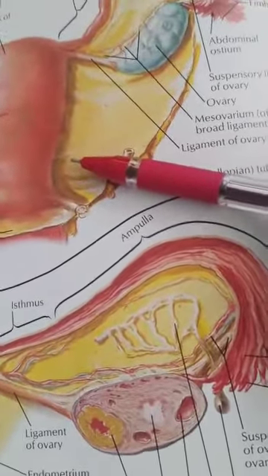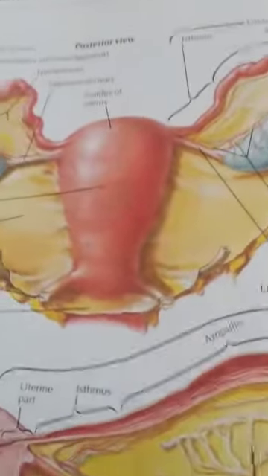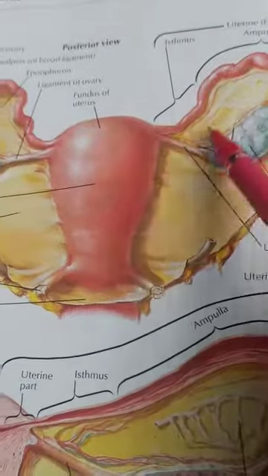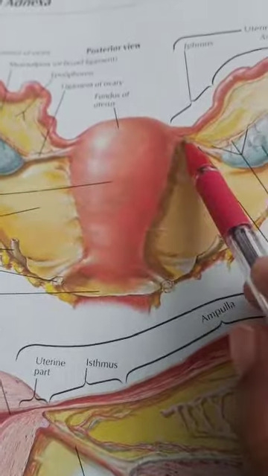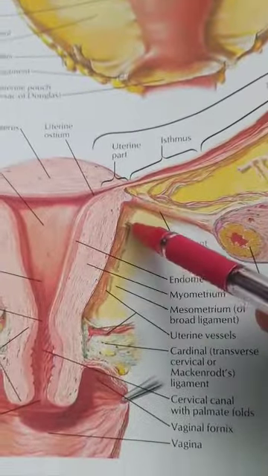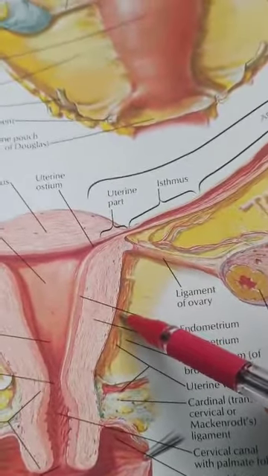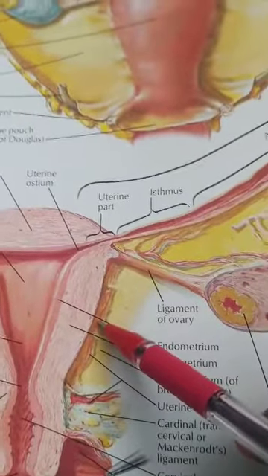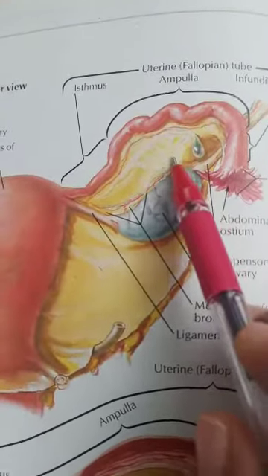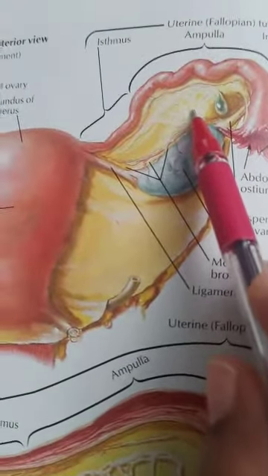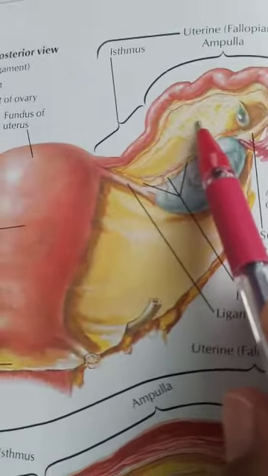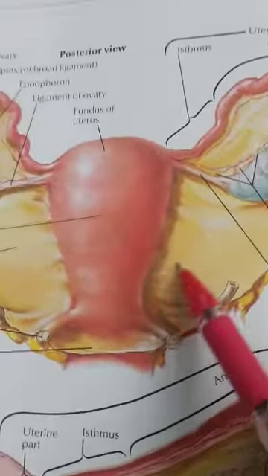The structures inside the broad ligament are the uterine tube, here we can see the uterine tube, then the round ligament of uterus, which we will study later, then the ligament of ovary, then the uterine vessels. The uterine artery and uterine vein pass through the broad ligament. Then the epoophoron and paroophoron, small tubule-like structures, developmental remnants of the tubes, can be seen, and some lymph nodes also can be seen inside this broad ligament.